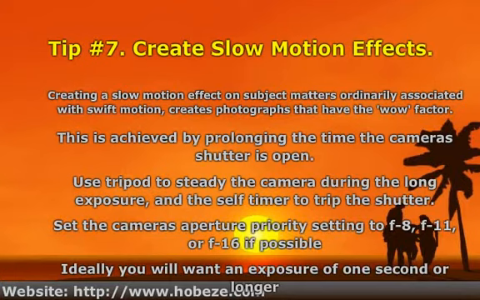According to photography expert Derek Story, if your camera has an aperture priority setting, use it and set the aperture to f8, f11, or f16 if possible. This will give you greater depth of field and cause the shutter to slow down. Ideally, you'll want an exposure of 1 second or longer to create the flowing effect of the water.